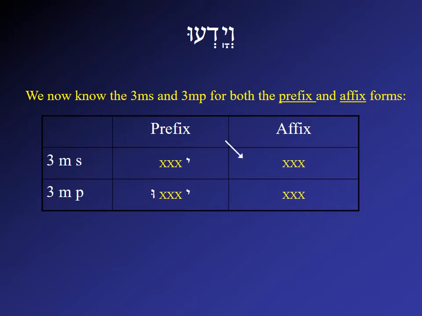The affix form in the third masculine singular is simply the three root letters. The affix itself is unmarked in the third masculine singular. And for the third masculine plural of the affix, our affix is a shureq. So we have the three root letters plus the shureq. We can distinguish the affix form from the prefix form because the affix form doesn't have the yod prefix.